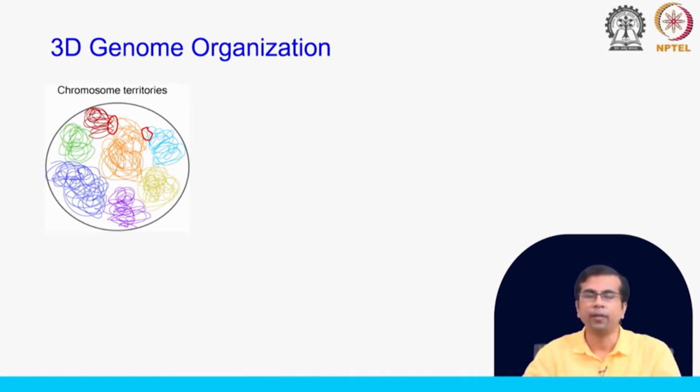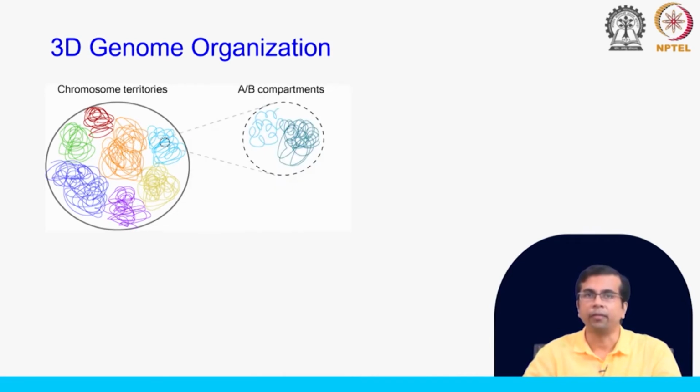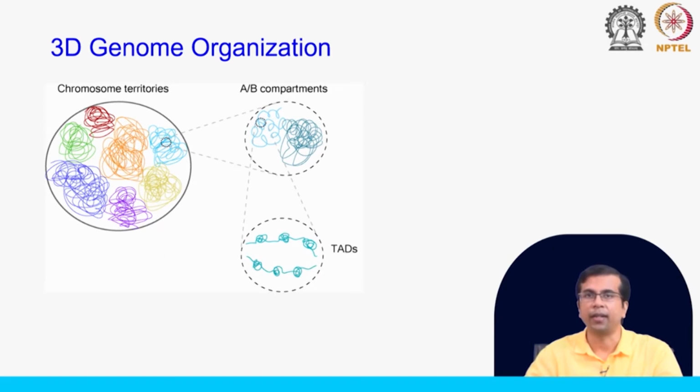limited. Now, if you zoom in on one of the chromosomes, you will see A and B compartments. Just to remind you again, A compartments are transcriptionally active, which means mostly open, and then you have the B compartments that are in condensed form and are transcriptionally inactive.